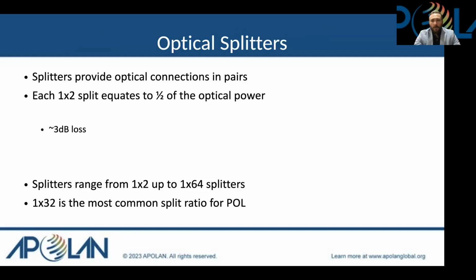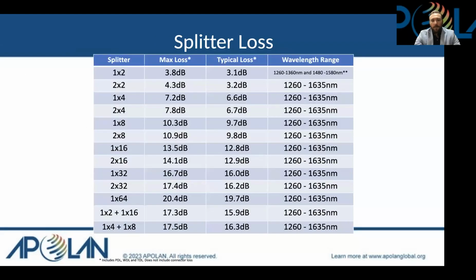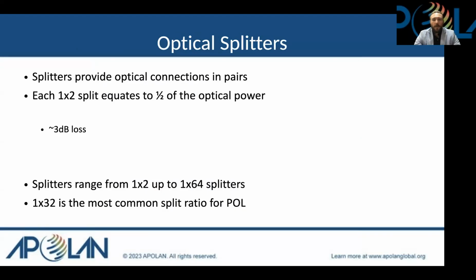Now, when we mention optical splitters, a lot of people get confused with this. Splitters provide optical connections in pairs. There's a picture that's not showing up here, but essentially we're taking a single strand of single mode fiber, and then it's being fused to 2 other strands, and then 2 other, and then 2 other, and that's how we are getting our different splitter form factors here, up to 32, and now that's up to 64, and then now it's up to 128.